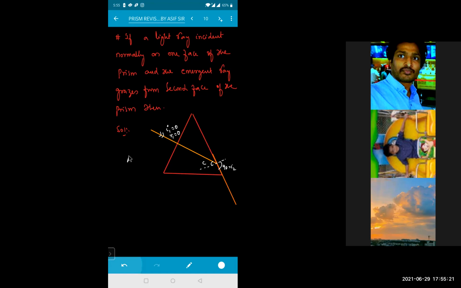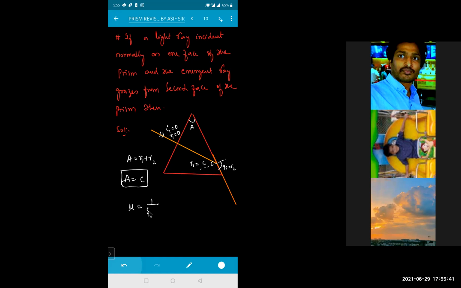That means if I'm writing A is equal to R1 plus R2, where A is the angle of the prism, then A is equal to how much? The critical angle. Because R2 will be equal to C, and R1 is 0. Clear? Then tell me what will be the refractive index.